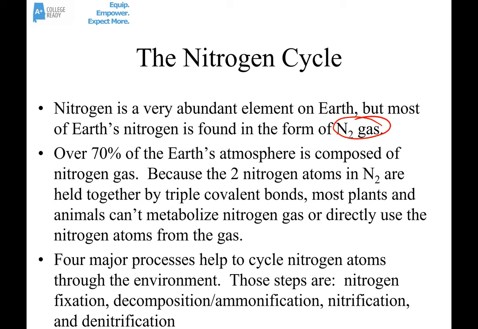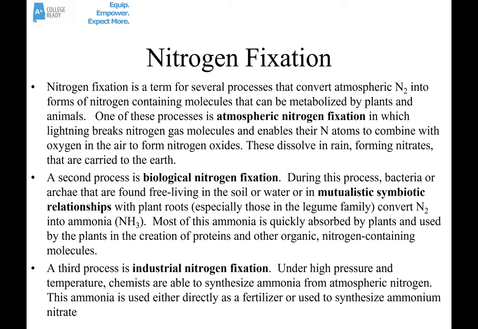So there's four major processes that help to cycle nitrogen through the environment. They're nitrogen fixation, decomposition or ammonification, nitrification, and denitrification. So nitrogen fixation is a term that describes processes that convert the atmospheric N2 into forms of nitrogen-containing molecules that can be metabolized. One of those is atmospheric nitrogen fixation. So in this process, lightning essentially strikes nitrogen molecules that are in the atmosphere, allows those nitrogen atoms to combine with oxygen to make nitrogen oxides, which dissolve in the rain and form nitrates that are carried down to the earth and ultimately into the soil.